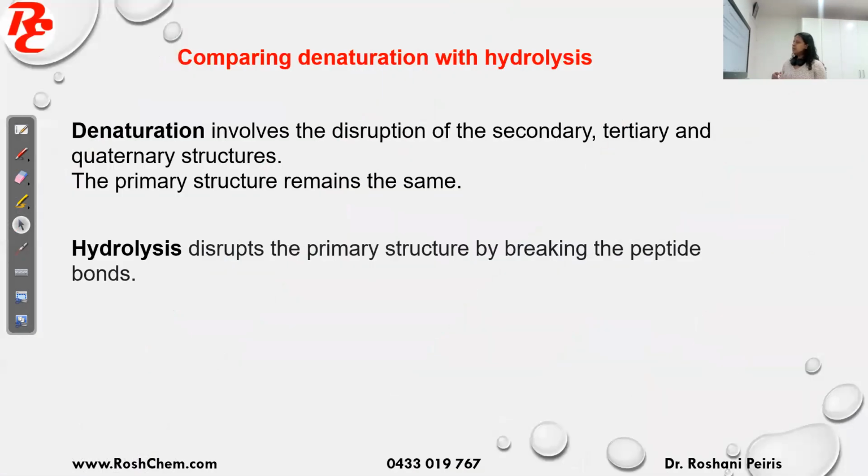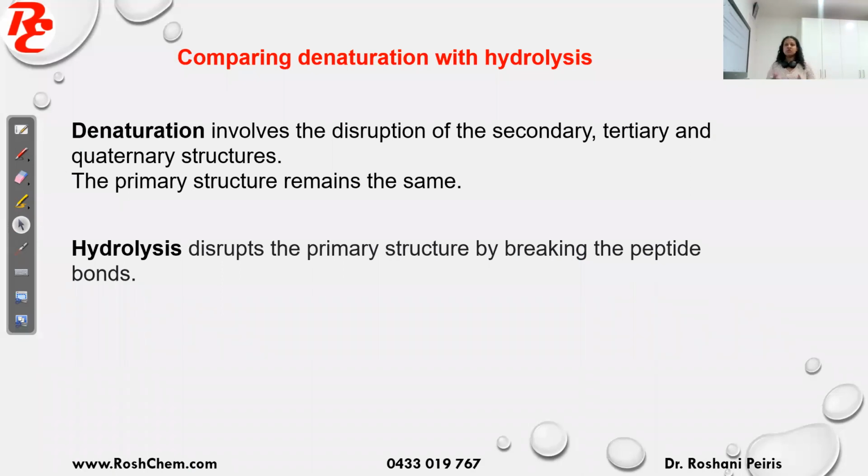Okay, comparing denaturation with hydrolysis. So what happens in the denaturation? We know the enzyme is losing its activity. The denaturation can disrupt the secondary, tertiary, and the quaternary structure, but nothing will happen to the primary structure of the protein or the enzyme.